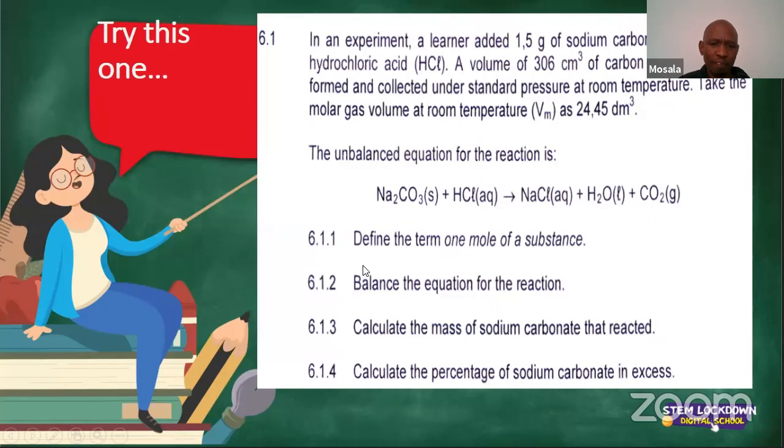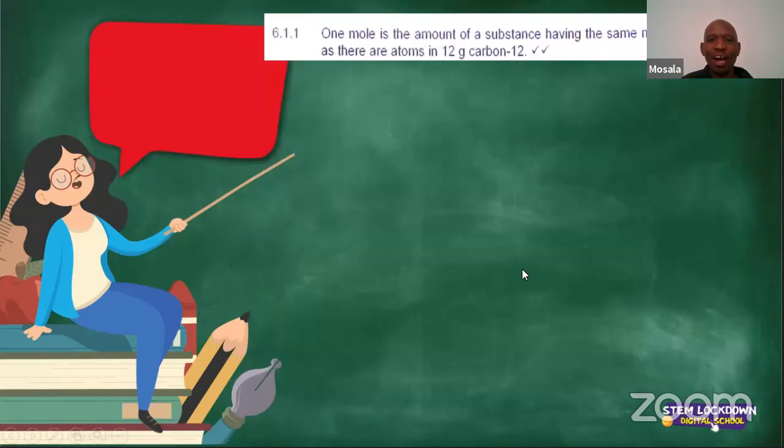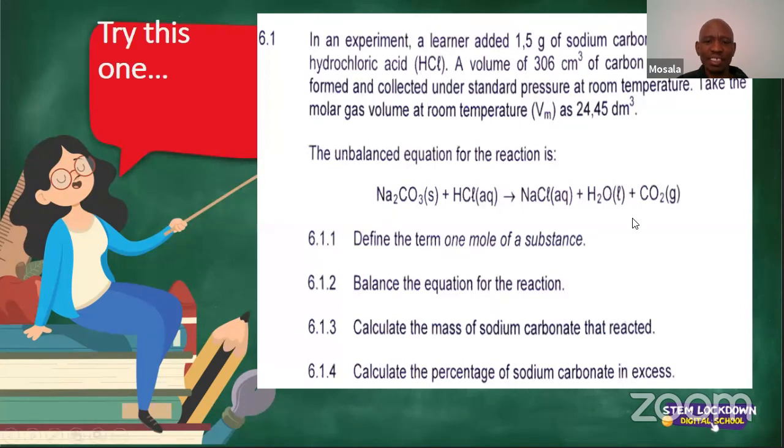The first question is to define the term 1 mole of a substance. So 1 mole of a substance is the amount of substance having the same number of particles as there are in 12 grams of carbon-12. Now, we are given this equation here and we are asked to balance it.